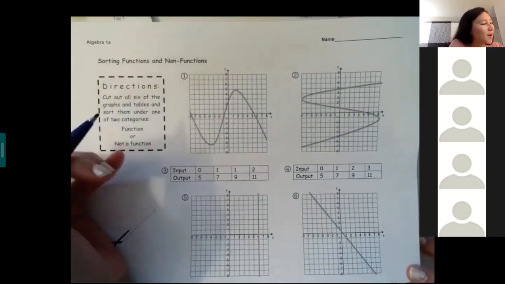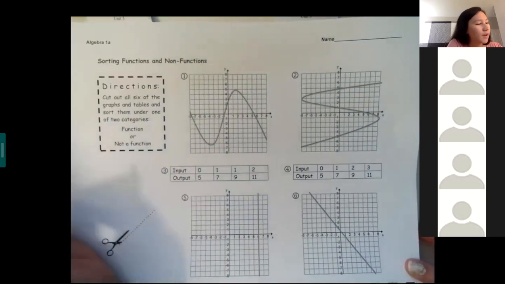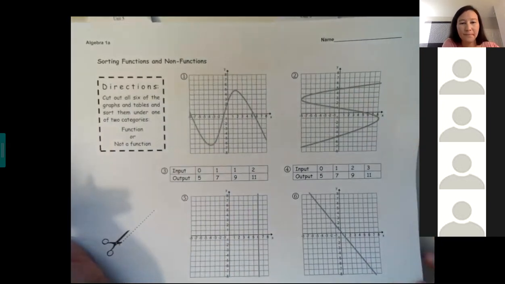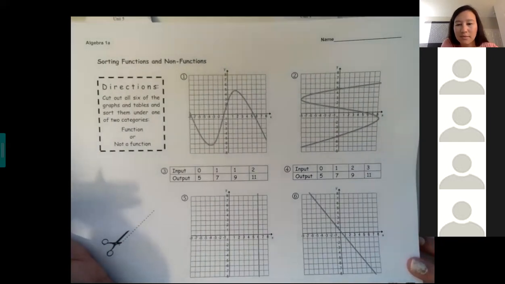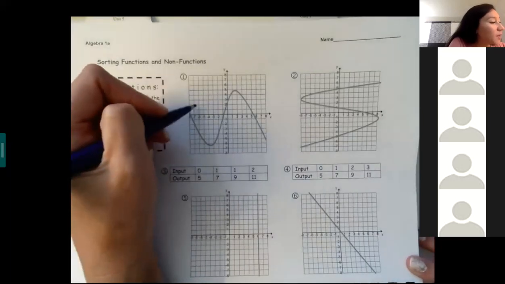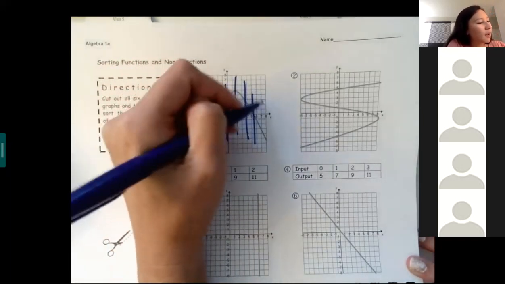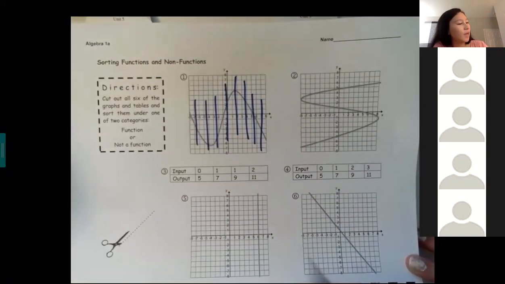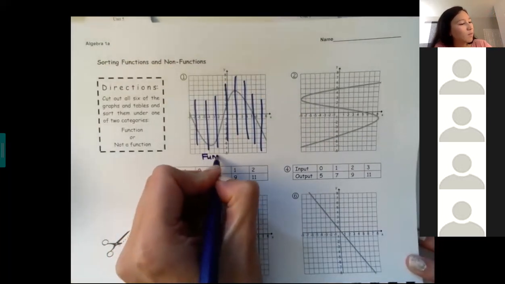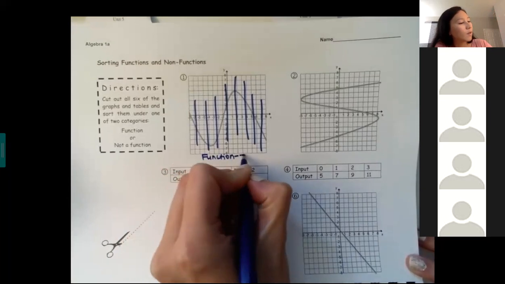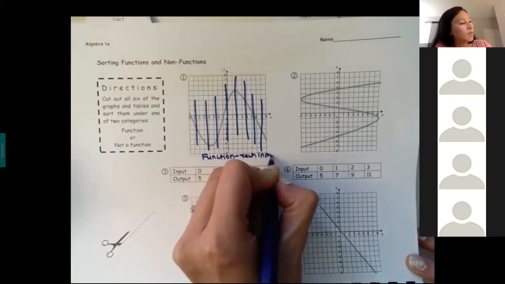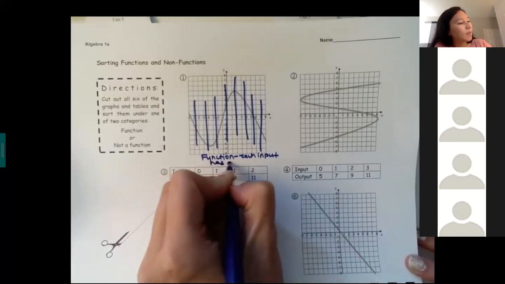Cheyenne, what do you think about number one? You think it's a function or not a function? A function? Right, very good. Anywhere I draw a vertical line, it only crosses one time. Good, so we'll say this is a function. Each input has only one output.